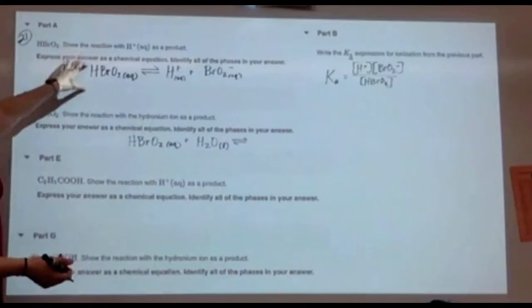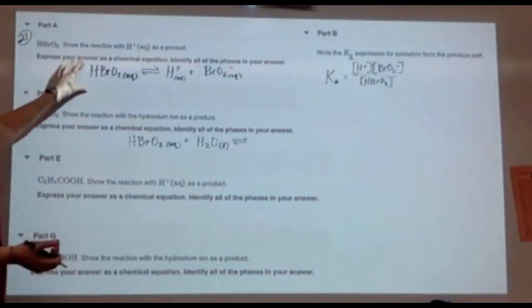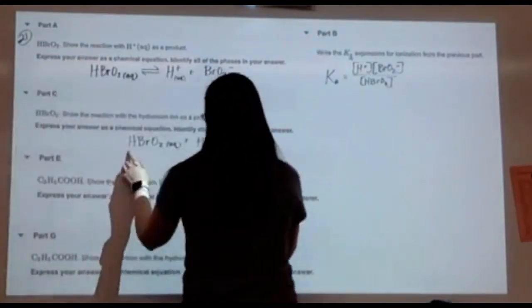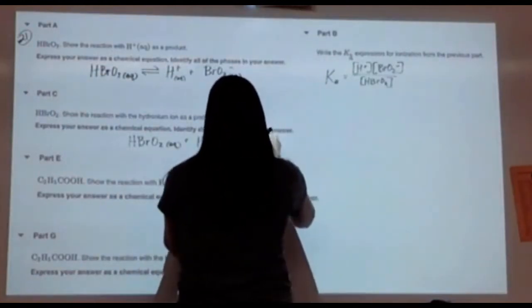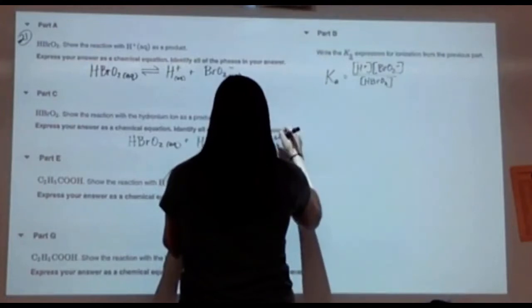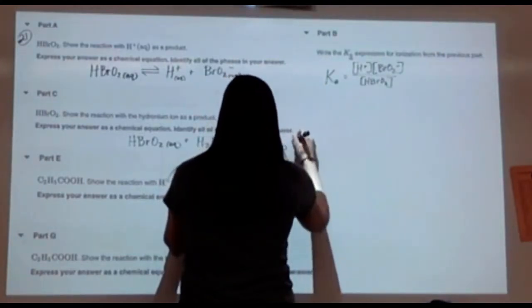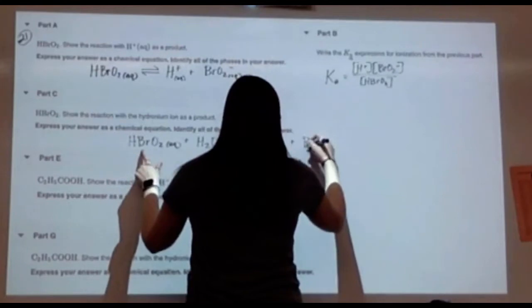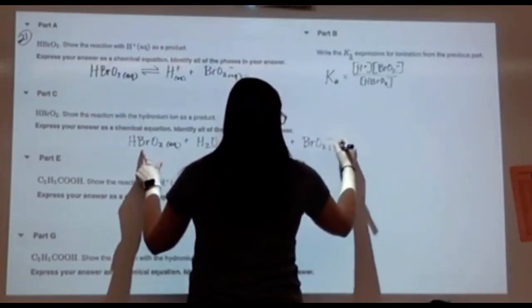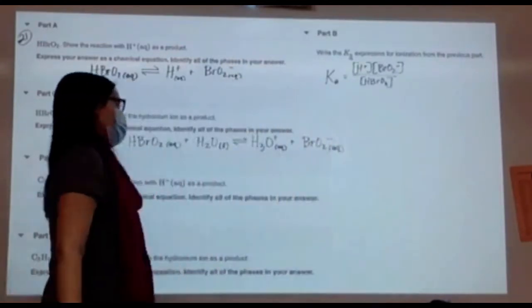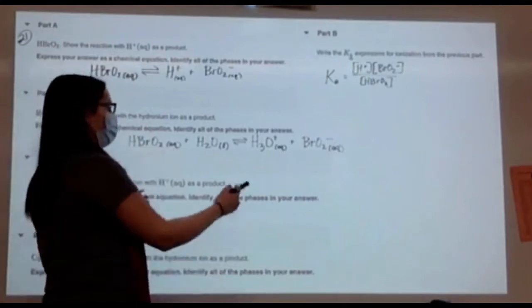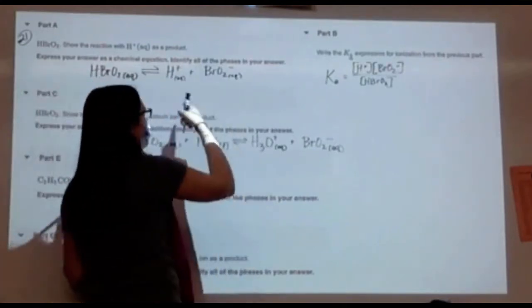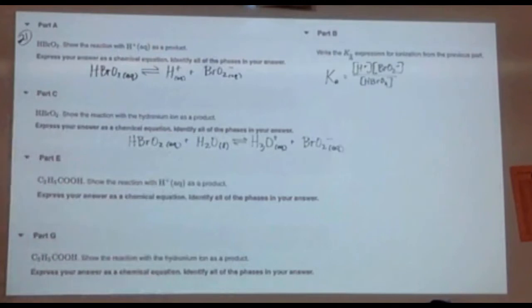We shorten it by just doing what we did in part A. What it actually is going to look like, the H plus is going to donate to H2O, and water is going to become H3O plus. And then we're left with BrO2 minus. So this is actually what the ionization looks like. But we simplify it by saying H plus is the same as H3O plus, and then we can ignore water.